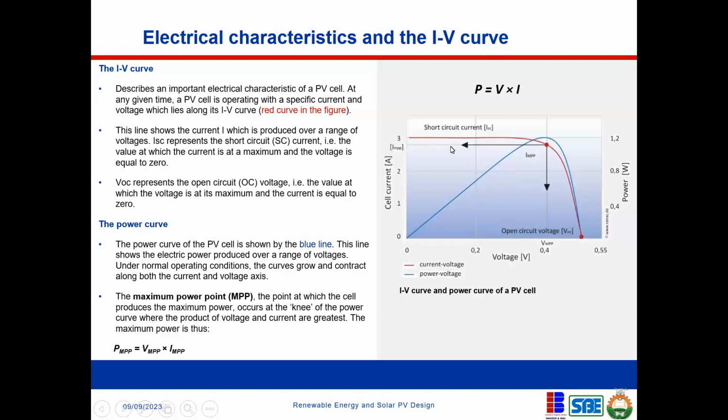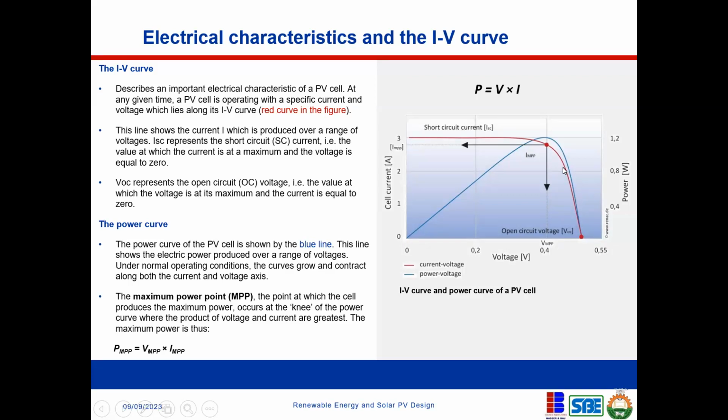Now let me explain the coordinates of this diagram. On the horizontal, you have the voltage, whereas on the vertical, you have the current. We know that the product of current and voltage is what gives you your power. That is, power is equal to voltage times current. This red line is your power output, a product of voltage and current.